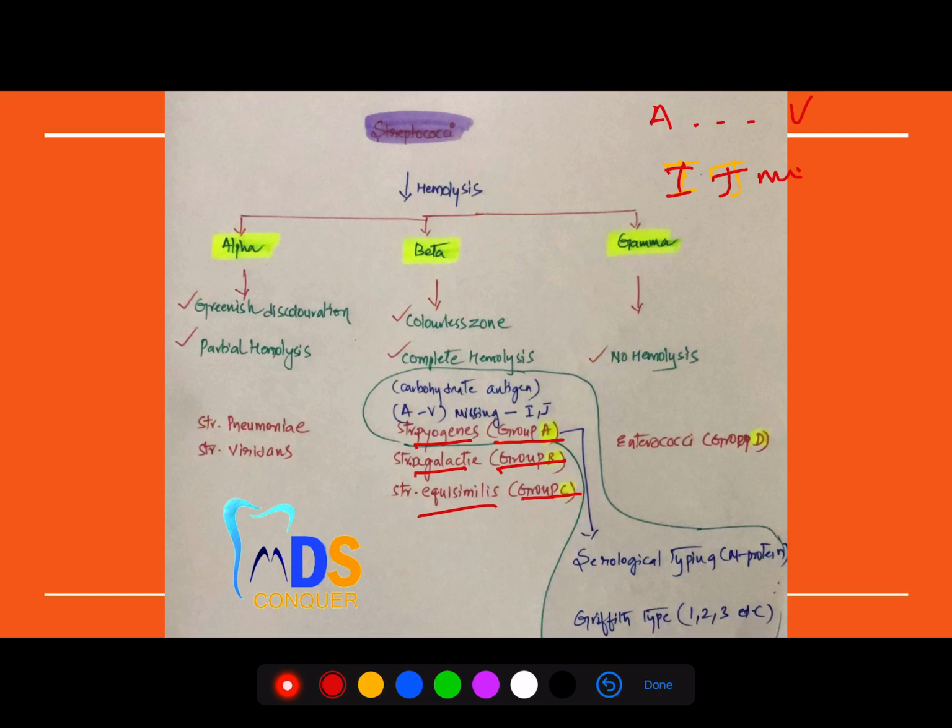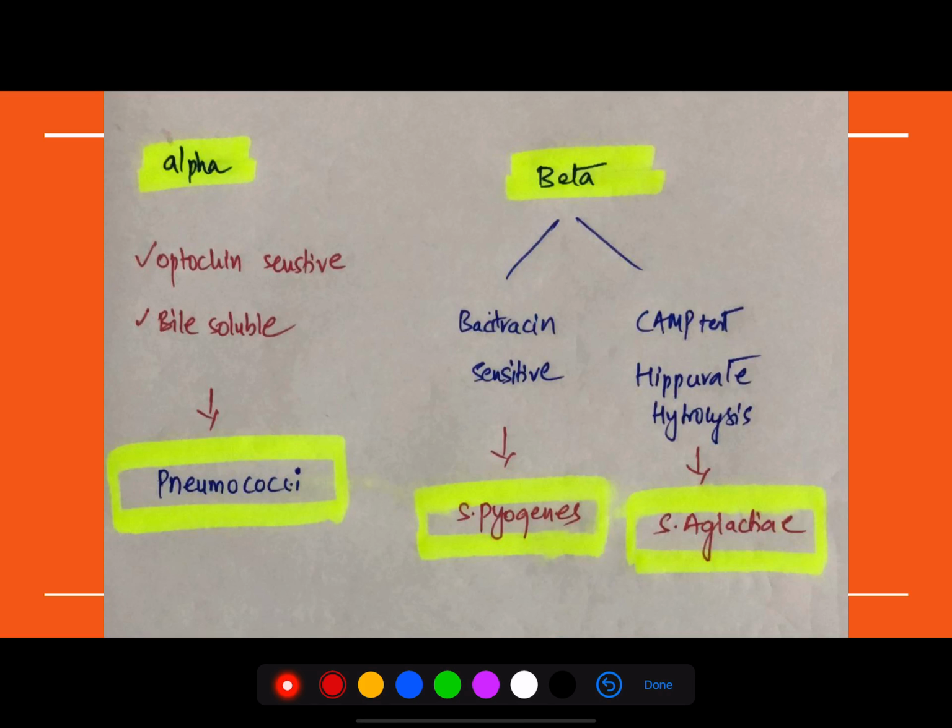Then in group A, again you have a serotype classification basing upon the M protein. So this classification is 1, 2, 3, 4. Group D is here, that comes under the gamma type of hemolysis, no hemolysis, that is enterococci. So what is very specific to alpha? The best example for alpha is pneumococci.